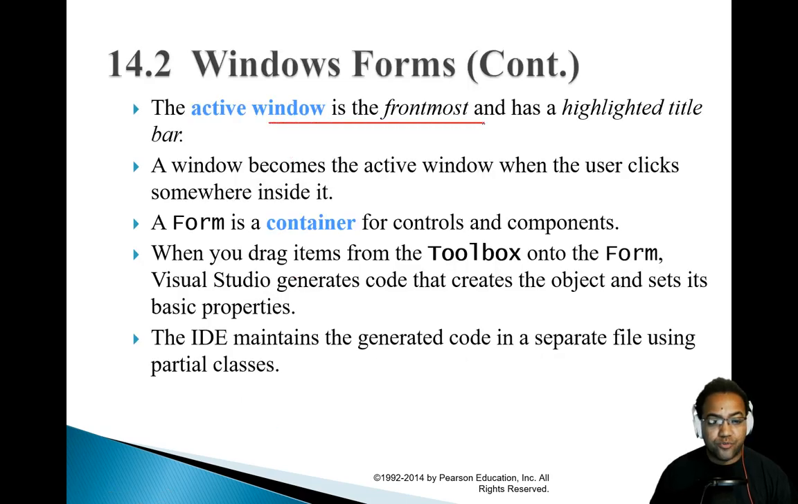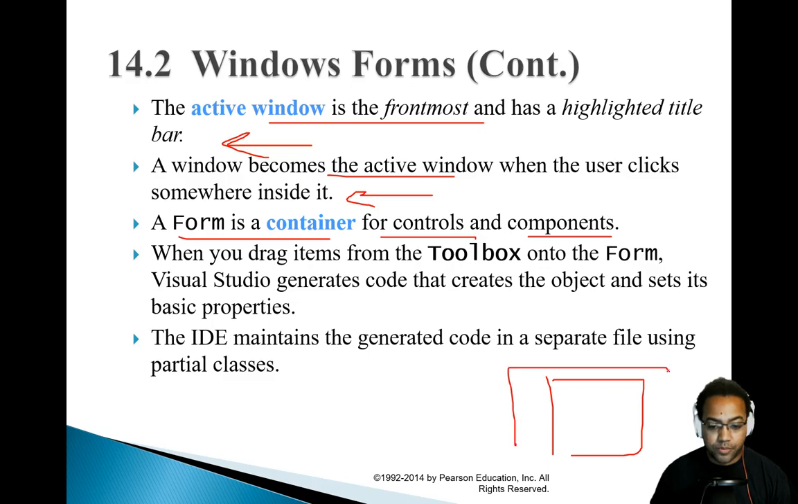The active window is the frontmost and has the highlighted title bar. A window becomes the active window when the user clicks somewhere inside it. A form is a container for controls and components. So you have your panel that sits in a form. That's why it's called WPF, or Windows Forms.